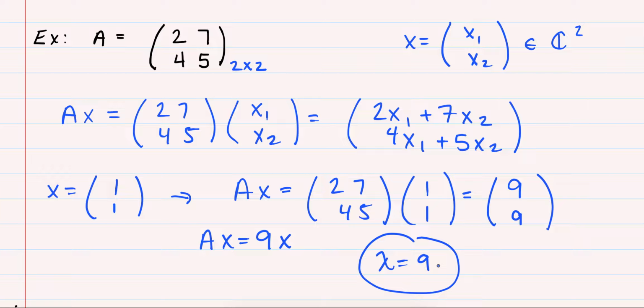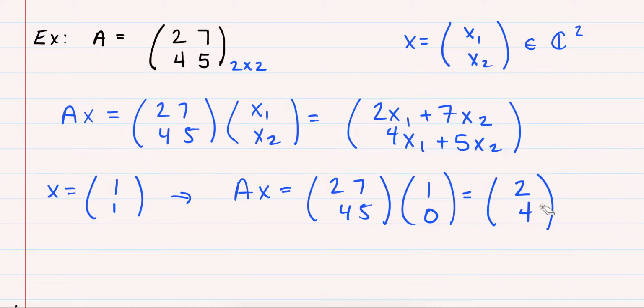Now this doesn't work for every single vector. You can see that if I plug in something different, we can even go with something like 1, 0. What do I get? I get 2, 4. And 2, 4, let me erase this so we don't get confused, 2, 4 is not a multiple of 1, 0. It doesn't matter what you multiply 1, 0 by, you're never going to get a number down here. So you can see that 1, 0 is not an eigenvector. It doesn't have an eigenvalue attached to it.